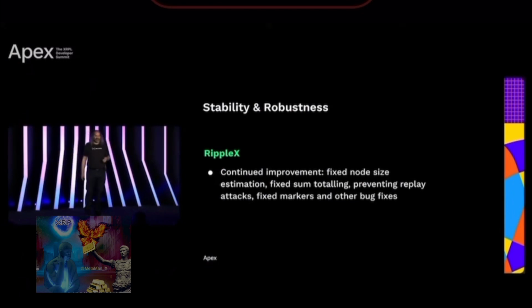So we fixed some node size estimation issues, an issue with subtotaling and gateway balances. We added the network ID field to prevent replay attacks. And we modernized the API to make it a little harder to shoot yourself in the foot, like not accepting the seed and the public key. Updates for newer compilers like Clang 16, fixes and markers, and other bug fixes.